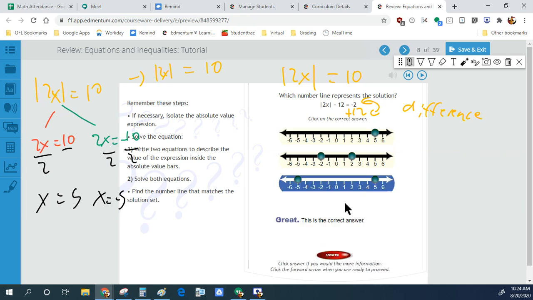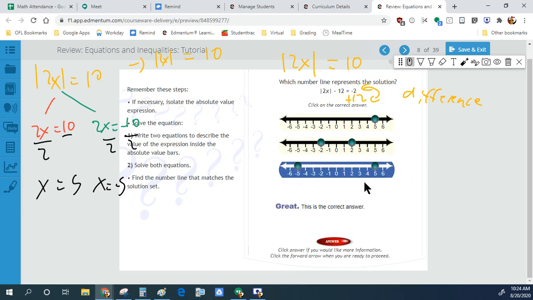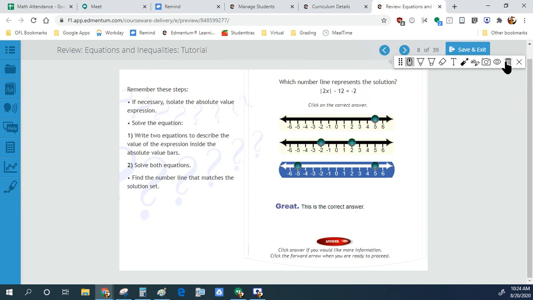But our answer is actually this one. It's going to have a positive 5 and a negative 5. This absolute value gives us 2 answers. What if the absolute value was negative, and what if the absolute value was positive? So if you see an absolute value, that's a hint that you're probably going to have 2 answers.